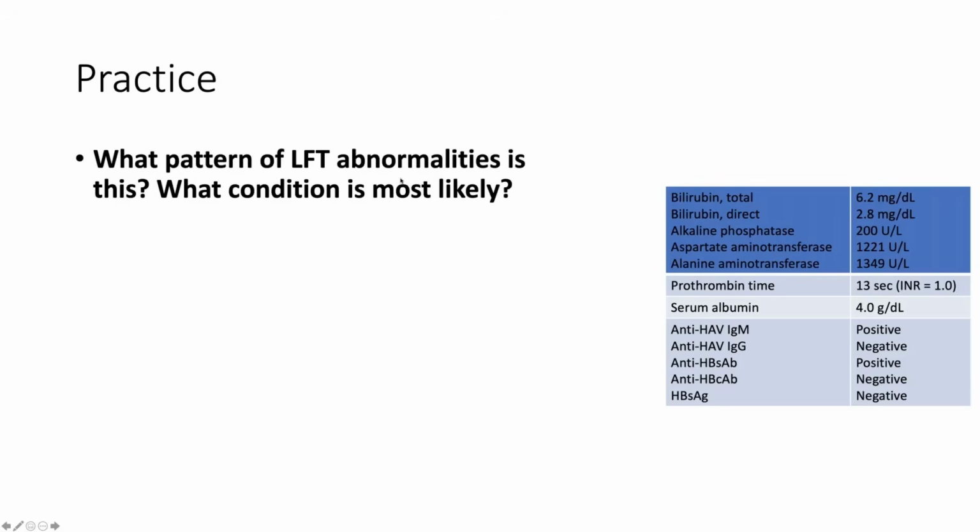Do you want to take a shot at this? So what pattern of LFT abnormalities is this? And what condition is most likely? Would we first look at, I guess, the ALT? So that is going to be 1349. And then I guess that would be high. And so with the ALP at 200, let me do that real quick, and then multiply that by 3.5, right? So 23, which is greater than 5. And so that would signal me towards an intrahepatic. Perfect. Yeah, exactly.